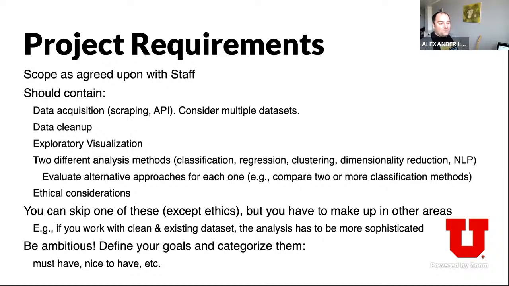But typically, we would expect that each project contains a data acquisition step, such as web scraping or downloading data from an API. We also recommend that you consider multiple data sets. For example, if you want to do a COVID project, you might download COVID data for states, but you might also download other data for states, such as poverty rates or economic indicators, or ethnic makeup of states and so on, and try to correlate those things. So if you have multiple data sets, it often gets much more interesting.